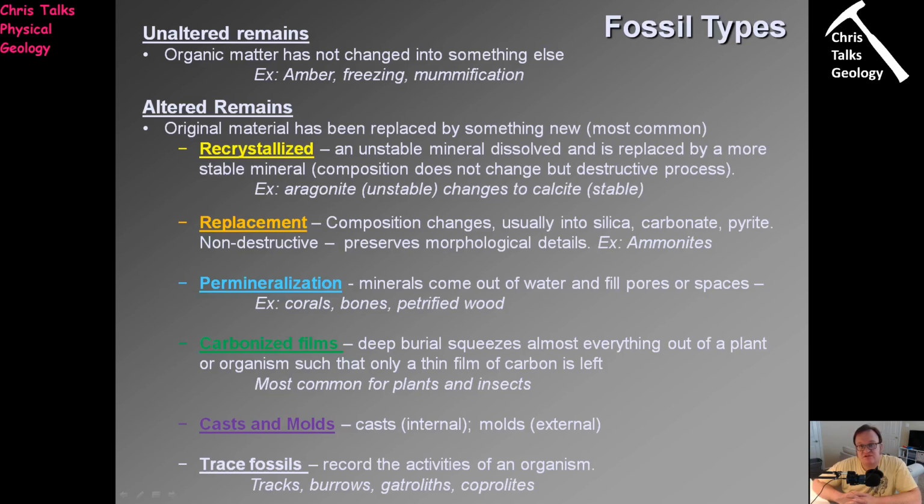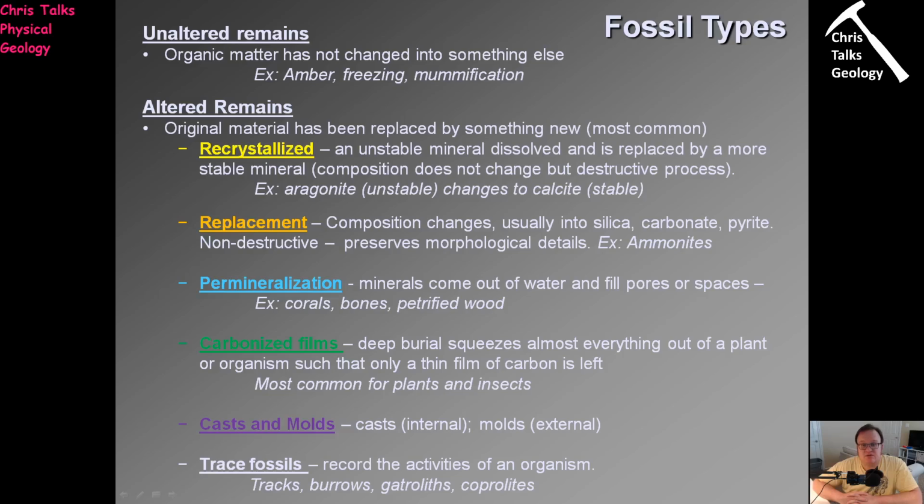Typically, when something recrystallizes, the chemical formula remains the same. That's a situation where we have something like aragonite, which is calcium carbonate. Under increased heat and pressure, it will change to calcite, which is calcium carbonate. So the chemical formula hasn't changed, we've just moved the atoms around slightly.